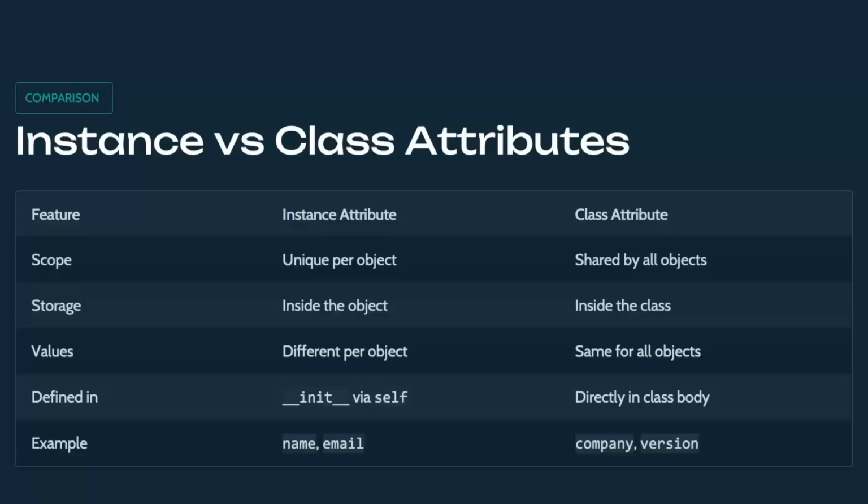Now, let's compare the two side by side. Instance attributes belong to an object. Class attributes belong to the class. Instance attributes are stored separately for every object, while class attributes are shared across all objects. Instance attributes can have different values for different objects, while class attributes usually represent information that should remain consistent across all objects.